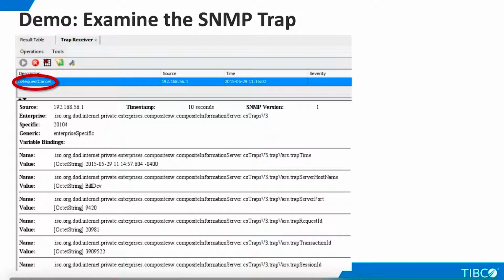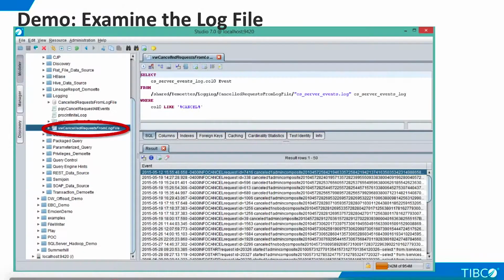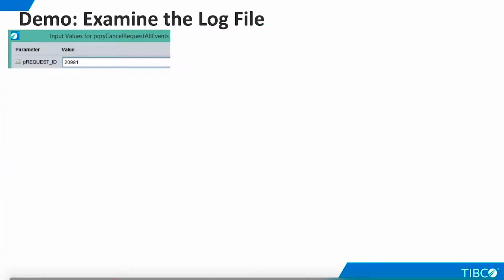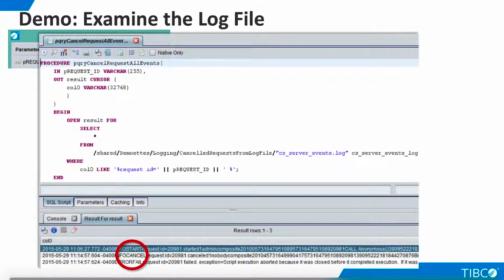Next, let's take a look at the server events log file. We could open the file with any text editor, but for this demoette, we have defined the log file as a flat file TDV data source with one column per line. We have built a simple view that selects all cancel events from the log. We have also built a simple parameterized query that will return all events related to a specific canceled request. We enter the request ID, and the parameterized query returns the start, cancel, and termination events for the request.